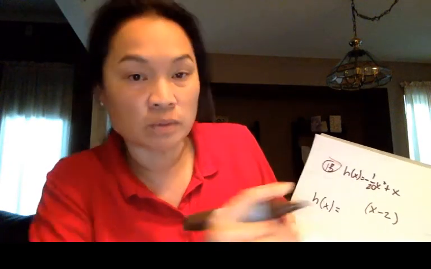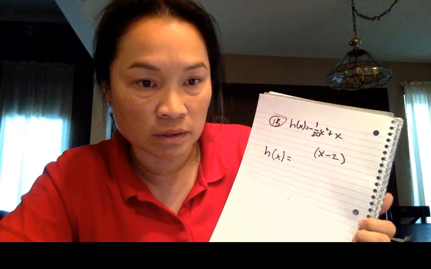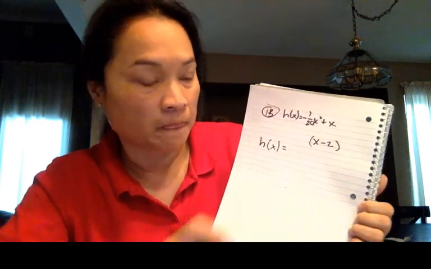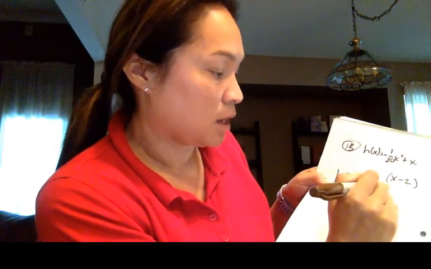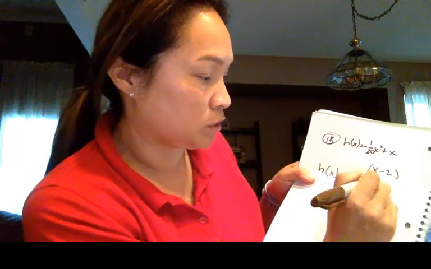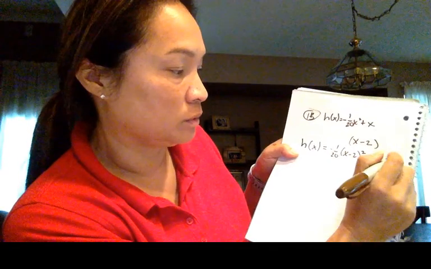H of x equals, let me go back to my live stream. I can't see all of your comments. Hold on one second. Okay, so h of x is negative 1 over 20, and now I'm going to put in x minus 2, quantity squared, plus, instead of x, I'm going to put x minus 2.